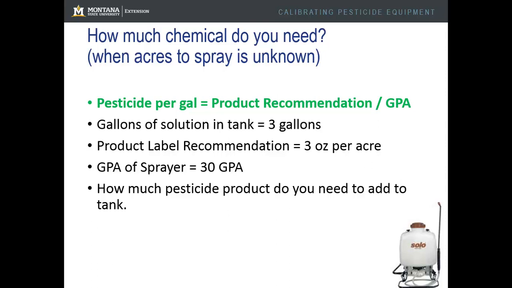In this example, you are mixing 3 gallons of pesticide solution in your backpack sprayer. You have a product label rate of 3 ounces per acre and are calibrated at 30 gallons per acre. How much pesticide product do you need to add to the spray tank to deliver 3 ounces per acre with 3 gallons of solution? To obtain the pesticide to add per gallon, you must divide 3 ounces per acre, or the product label rate, by 30 gallons per acre to equal 0.1 ounces per gallon of solution.